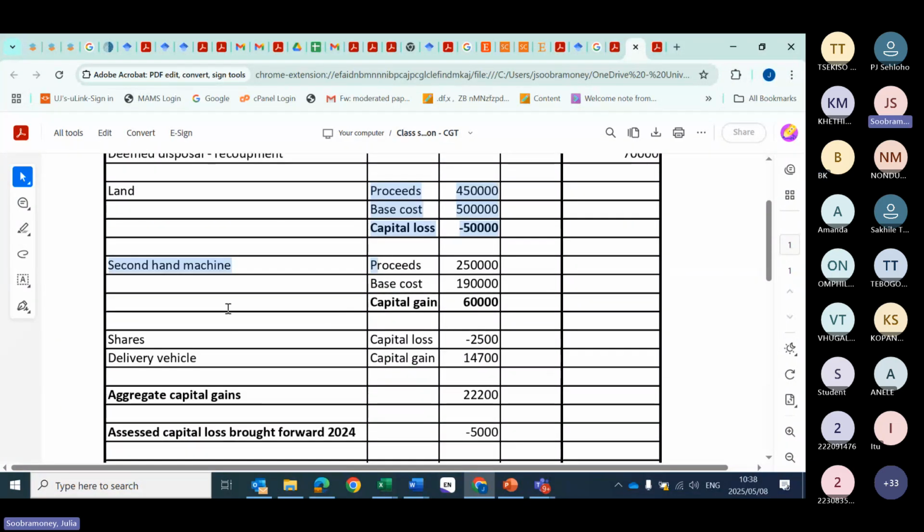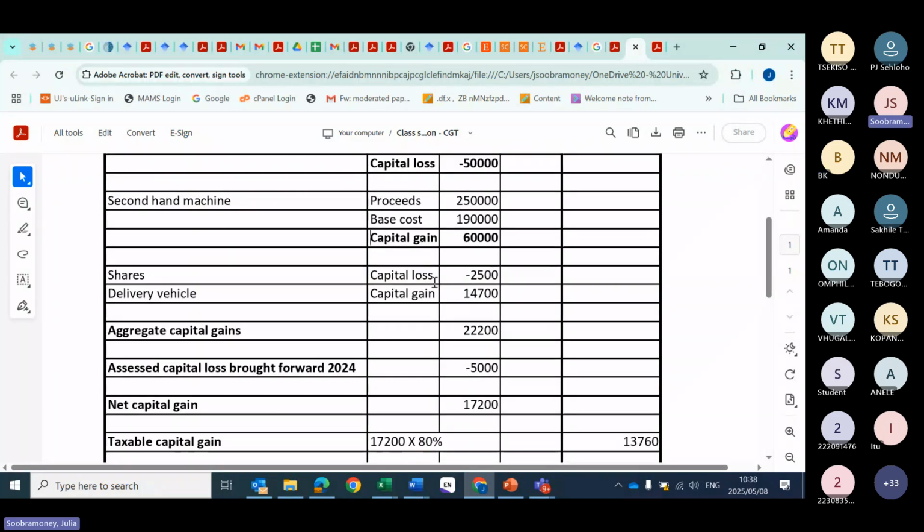Then with the second-hand machine, proceeds was 250,000, base cost was 190,000, and we made a gain of 60. Then we had shares. We made a capital loss of shares, 2,500. And then on the delivery vehicle, we made a capital gain of 14,700.